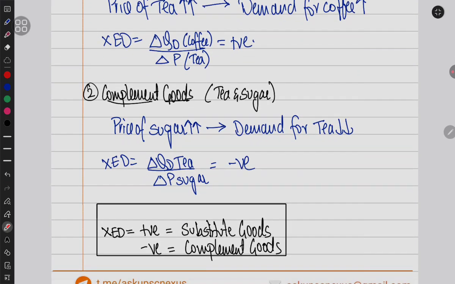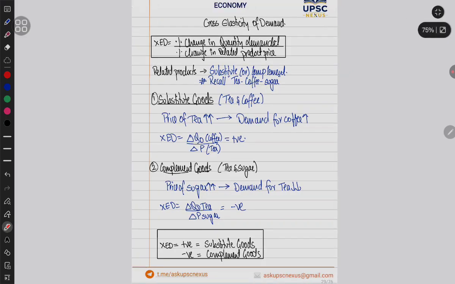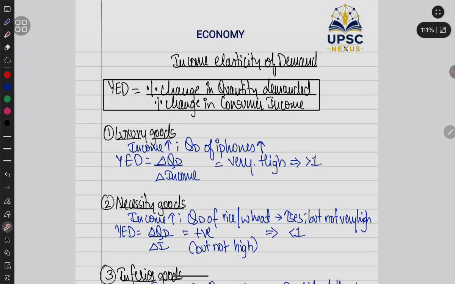Next come complement goods, for example tea and sugar. Suppose sugar is 50 rupees today and becomes 5000 rupees, then what happens? Demand for tea will decrease. Therefore when there is a change in the price of sugar, quantity of tea demanded will reduce, therefore it is negative. Therefore cross elasticity of demand is positive for substitute goods and negative for complement goods. So this is very important, UPSC has asked many times, right? So next will come income elasticity.